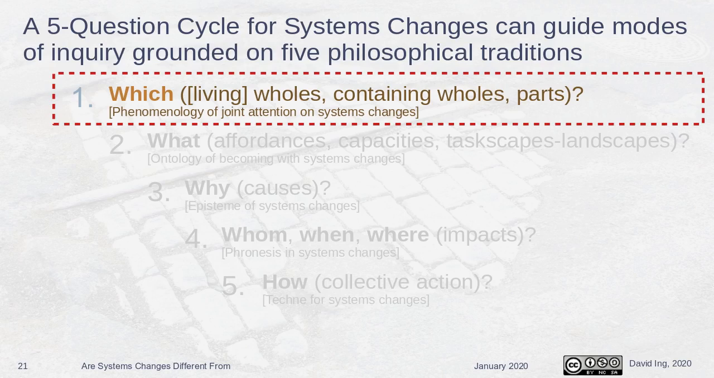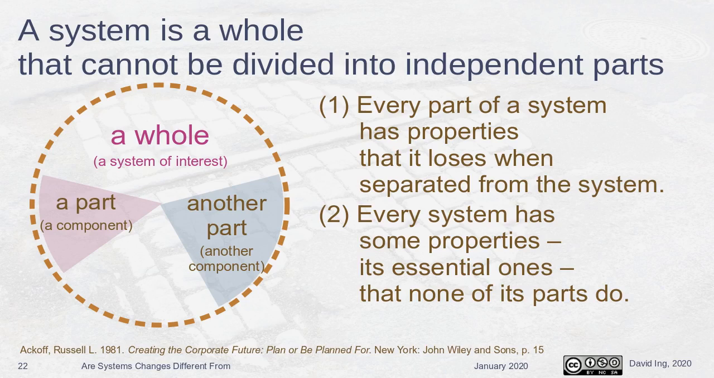Okay, so we come to this question of which, and the which that I'm asking specifically is which wholes, containing wholes, and parts. I'm actually interested a lot in living systems, in living wholes, because now if we go back to that which is real versus that which is not real, I'm interested in the things that are changing. Here's the definition for a system. I don't disagree with it. Let's go. A system is a whole that cannot be divided into independent parts.